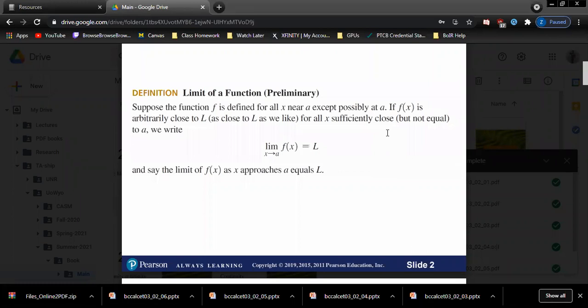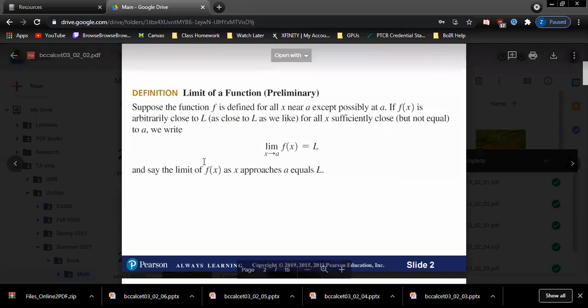Now it says if the function is arbitrarily close to L, and L is any value, so don't bother, for all x sufficiently close but not equal to a, then we say the limit of that function f of x when x tends to a, so the limiting value of that function f when x tends to a, is L. And we say the limit of the function is L when x approaches a. That means if x approaches a, the limit of the function f is L.